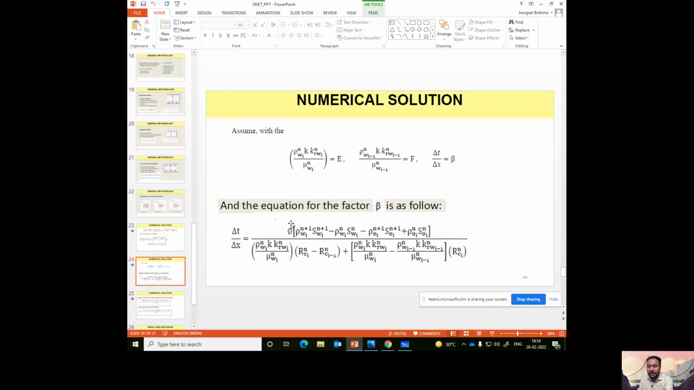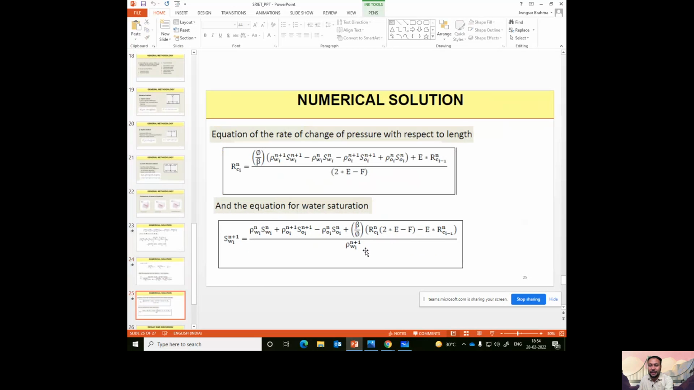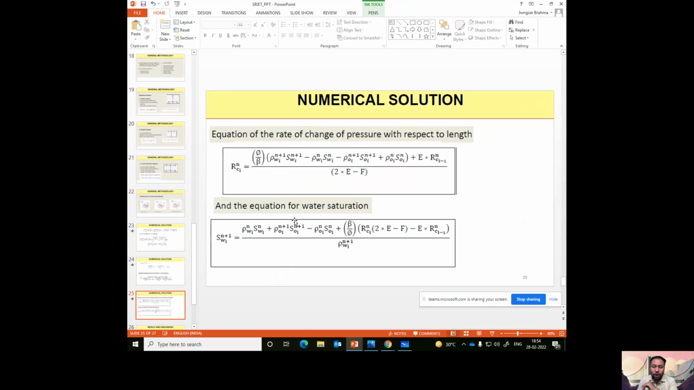From the same equations, let us calculate the equation for water saturation, SWIN plus 1. If I move right, I get i plus 1; if I move left, I get i minus 1; and if I move top and bottom, I get n plus 1 and n minus 1. It means that if I have the initial and boundary conditions, the rate of change of pressure with respect to length can be calculated, and the water saturations can be calculated.